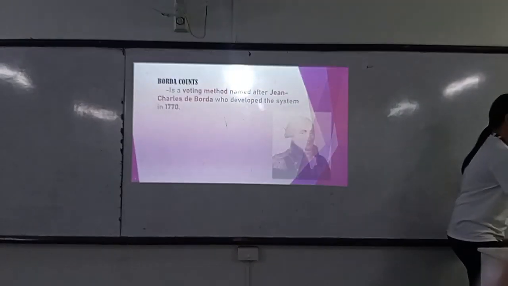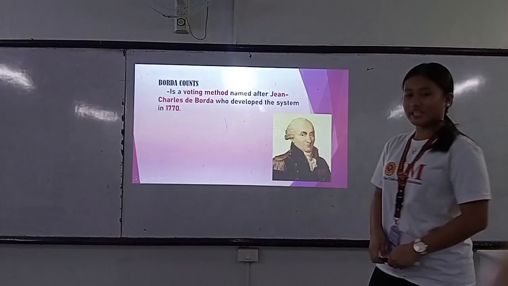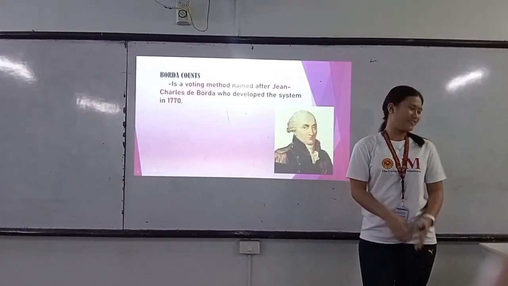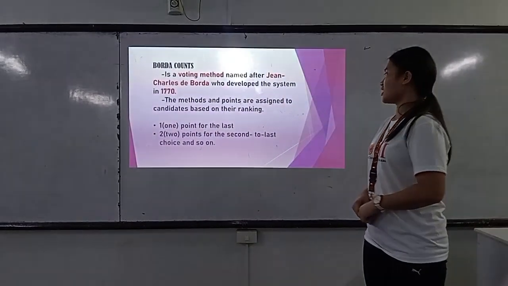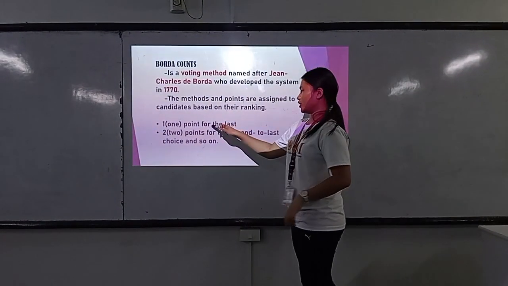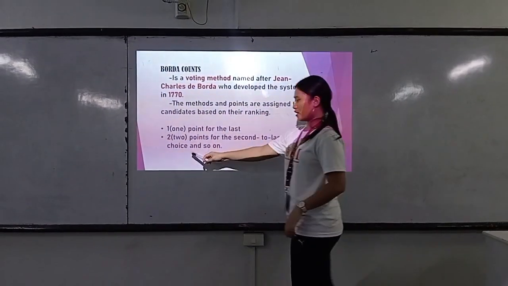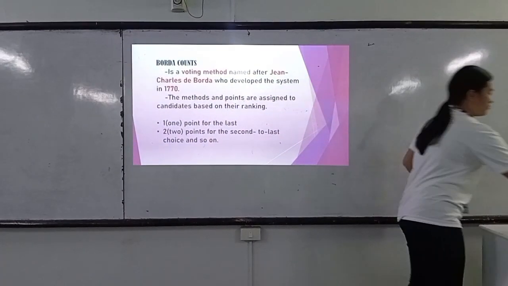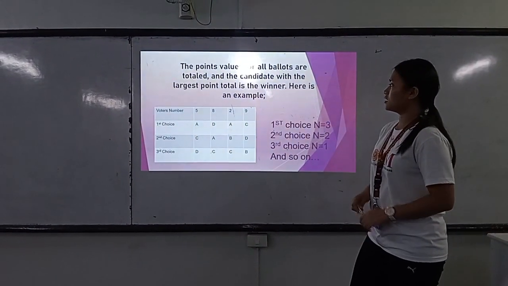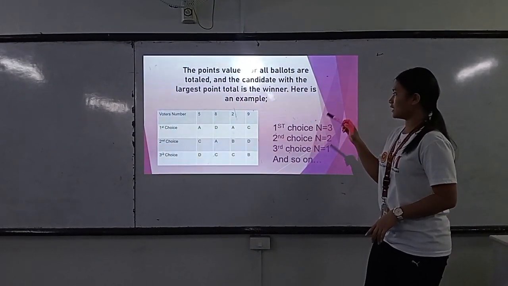So moving on. Borda is a voting method named after Jean-Charles de Borda, who developed the system in 1771. In this method, points are assigned to candidates based on their ranking. One point is for the last choice, 2 points for the second to the last choice, and so on. The point values from all ballots are totaled, and the candidate with the largest point total is the winner.